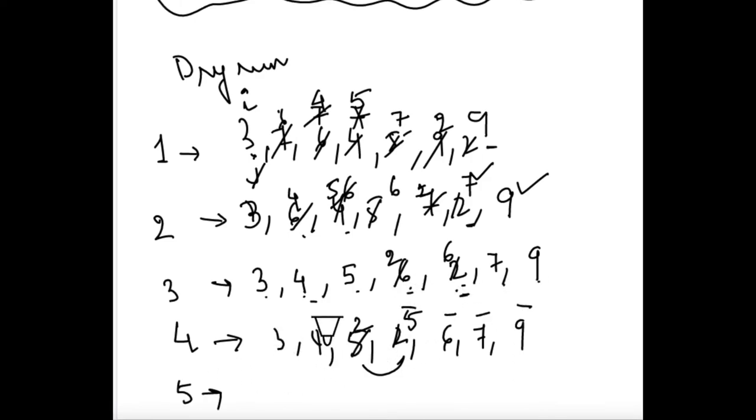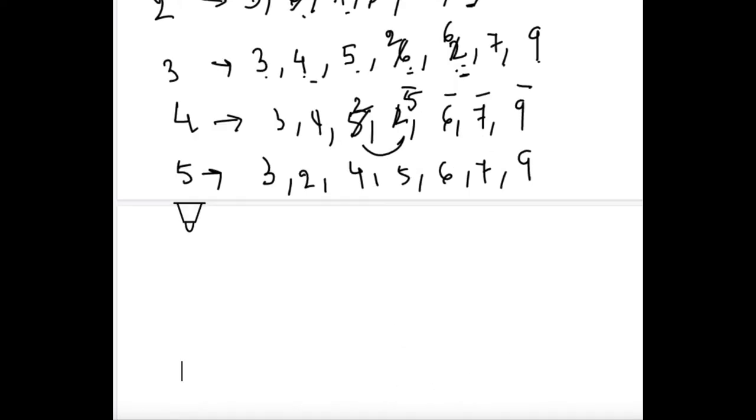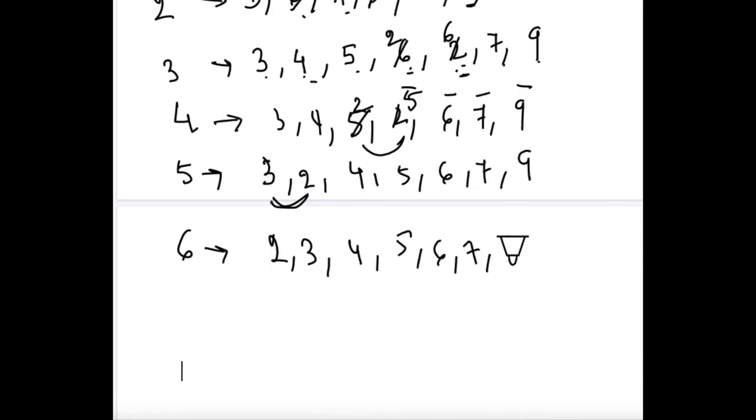Next, 3 and 4 is fine. 4 and 2. The swapping will happen. So, it will be 3, 2, 4 and rest as usual, 5, 6, 7, 9. At the starting of pass number 6, we will have like this. So here 3 and 2 is not okay, so it will be 2 and 3. And then 4, 5, 6, 7 and 9. So finally we have sorted all the elements in the correct order, in the ascending order rather.